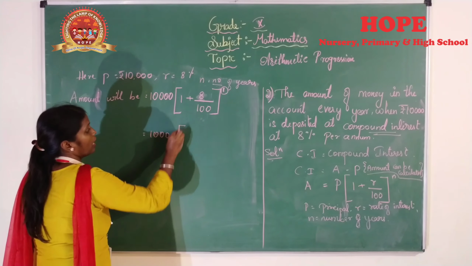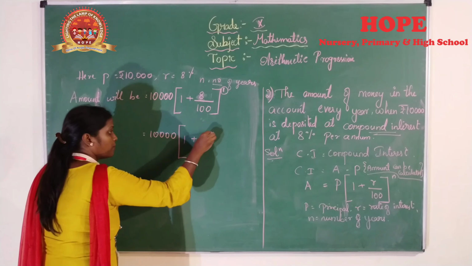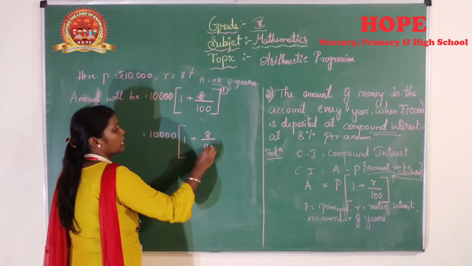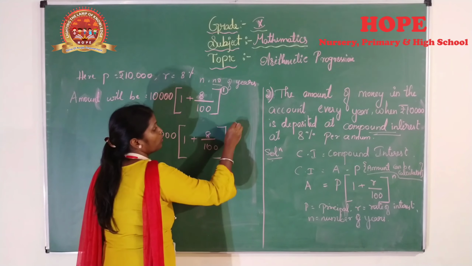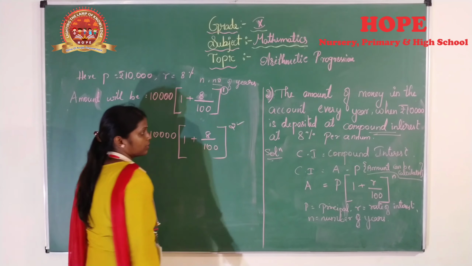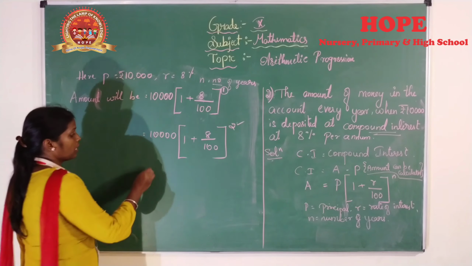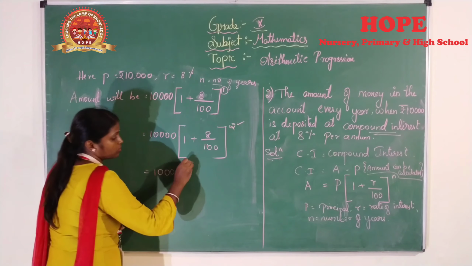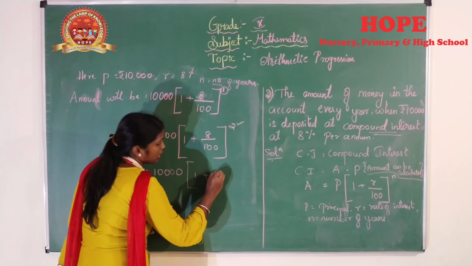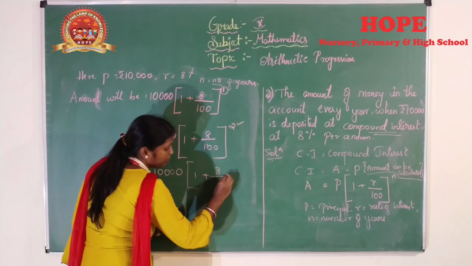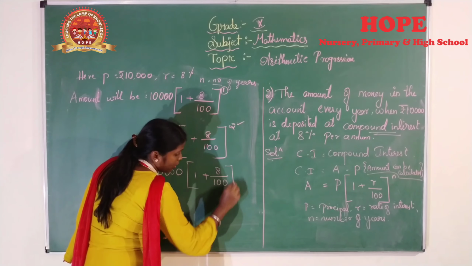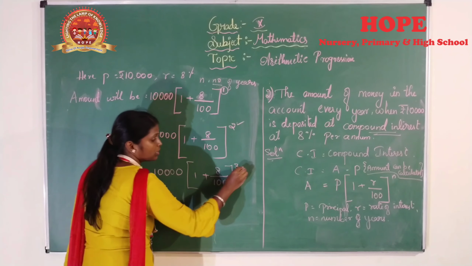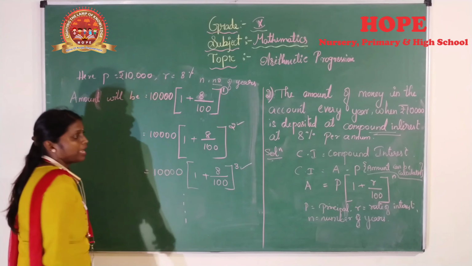10,000 into 1 plus 8%, the same interest, by 100, all to the power 2. This is for the second year. If you find for the third year also it will be the same, like 10,000 into 1 plus 8 by 100 all to the power 3. This is for the third year. So it goes on as usual.